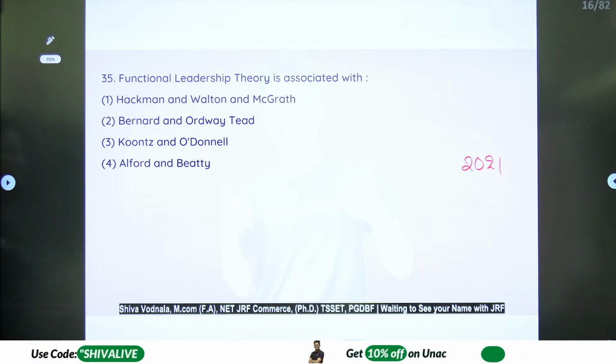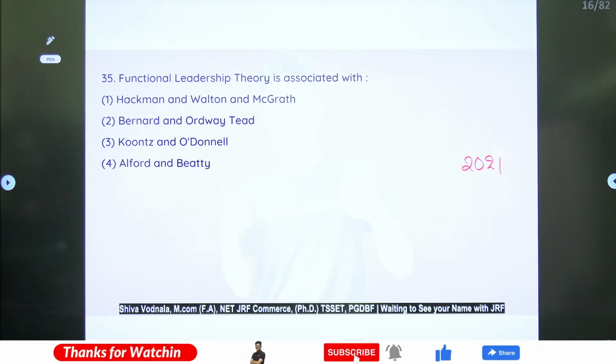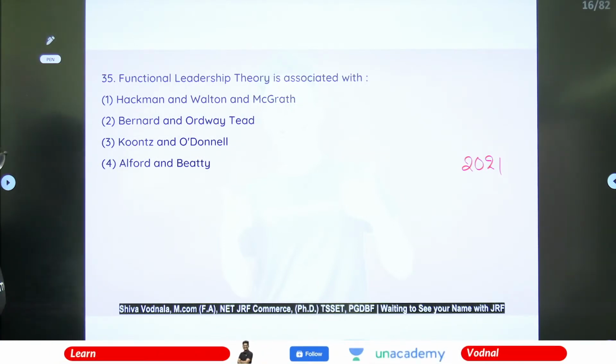So the answer for this question, functional leadership theory: functional leadership theory is associated with Hackman and Walton, and McGrath, Bernard and Arvoted, Kunj and Dunnell, Alford and Beatty.